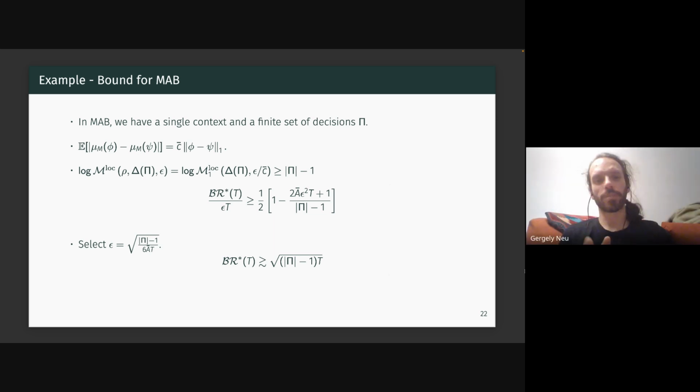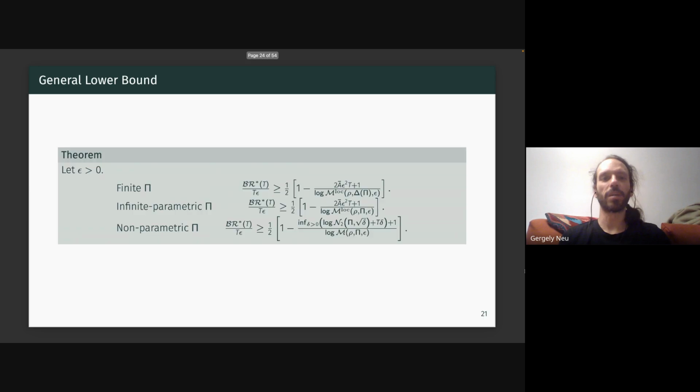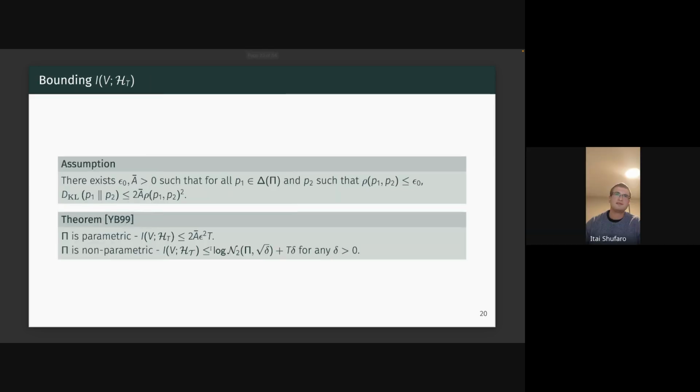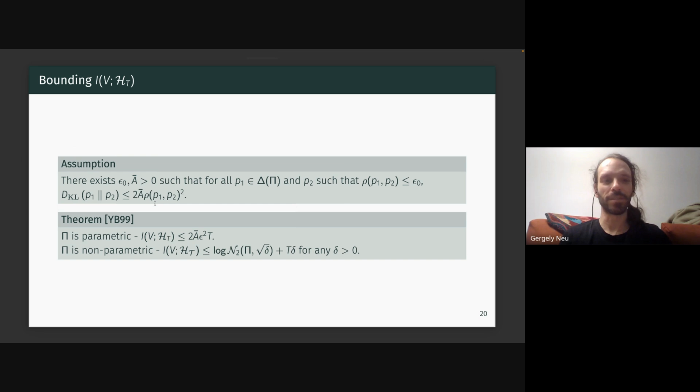I'm a little confused by this example, because here you say that the metric that you choose is the L1 distance, but is this assumption that you showed previously, about two slides ago, right? That says that the KL should be upper bounded in terms of the square of this metric. So is this ever satisfied for the L1 distance?